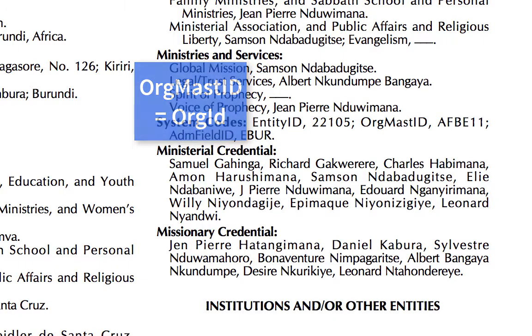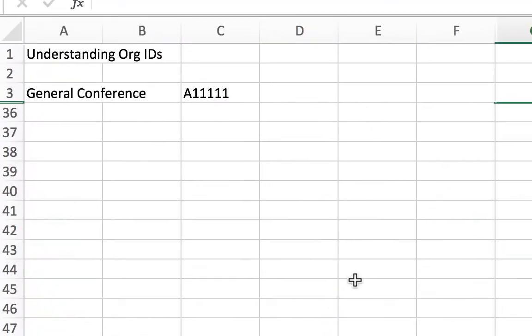Now let me show you how these org IDs work. So the General Conference is A11111, 5 digits after the letter A.